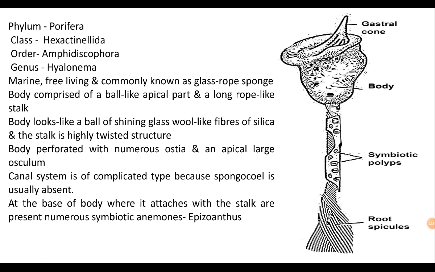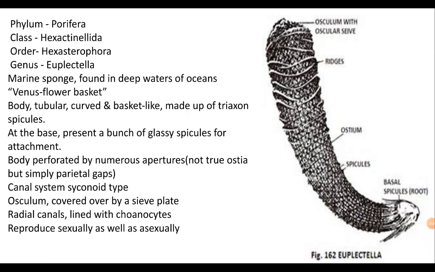In Hyalonema, the canal system is said to be of a complicated type because the spongocoel is usually found absent. Euplectella: the systematic position of it is, it belongs to phylum Porifera, class Hexactinellida, order Hexasterophora.